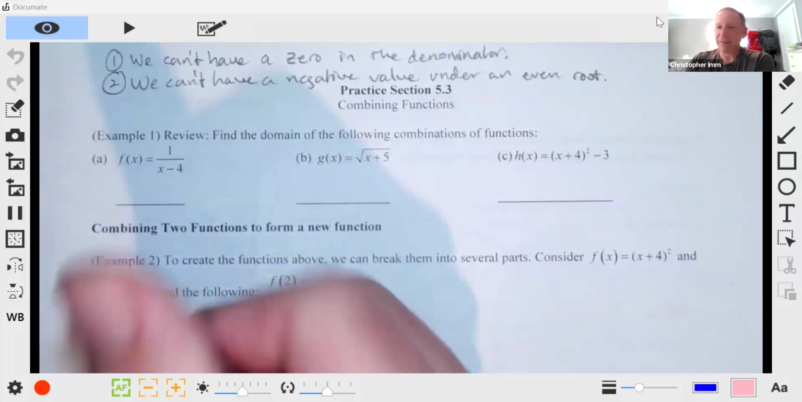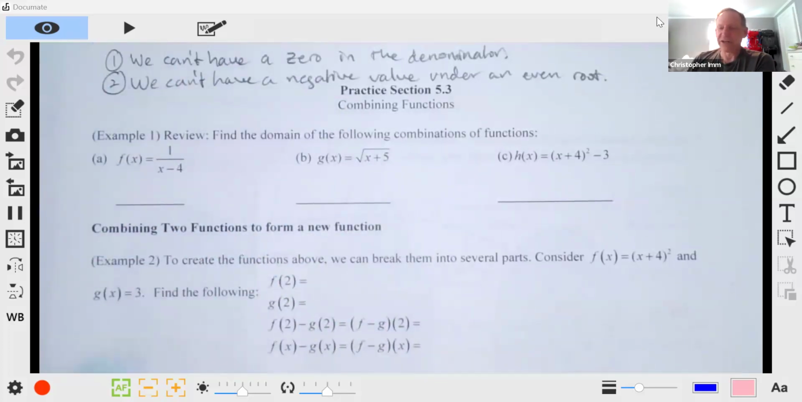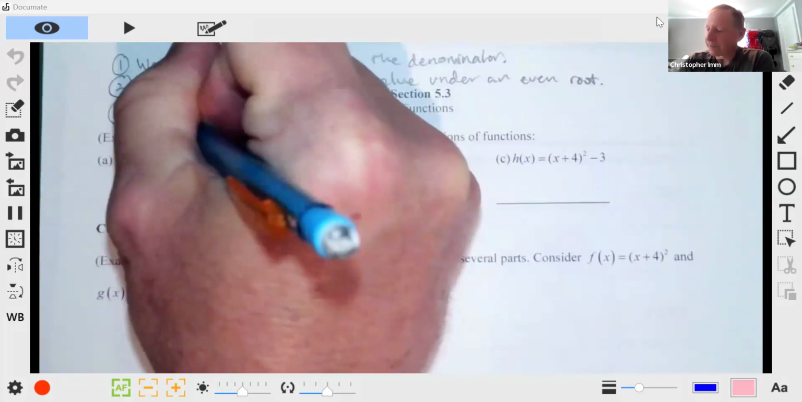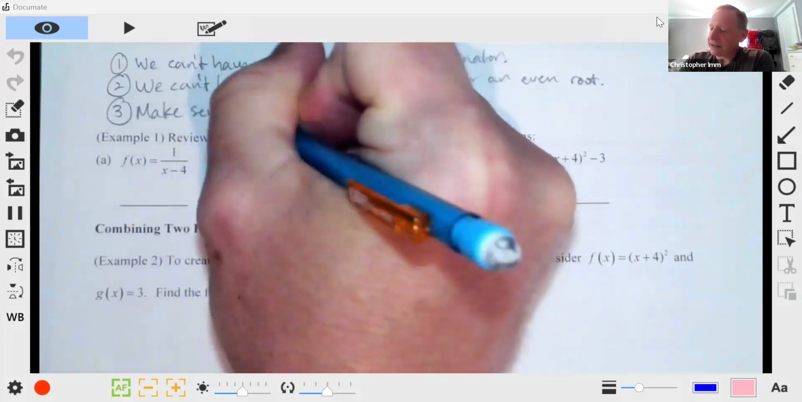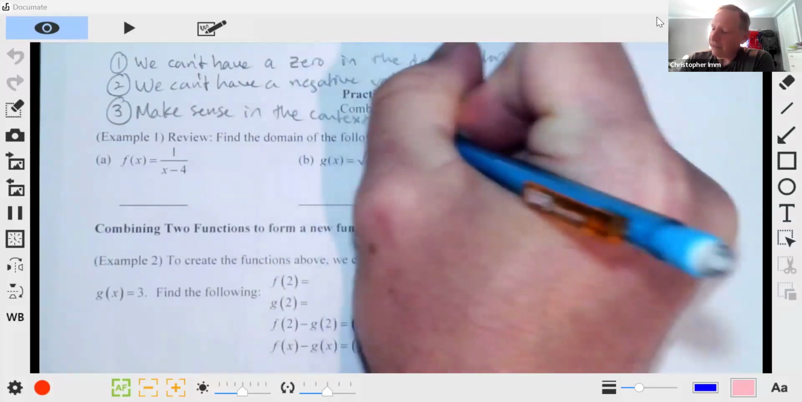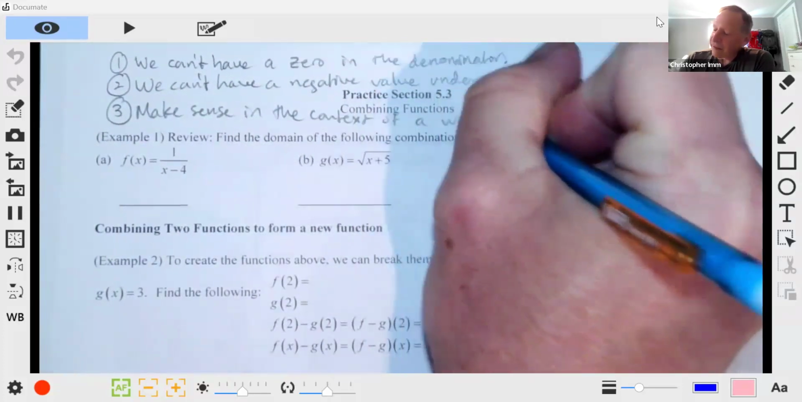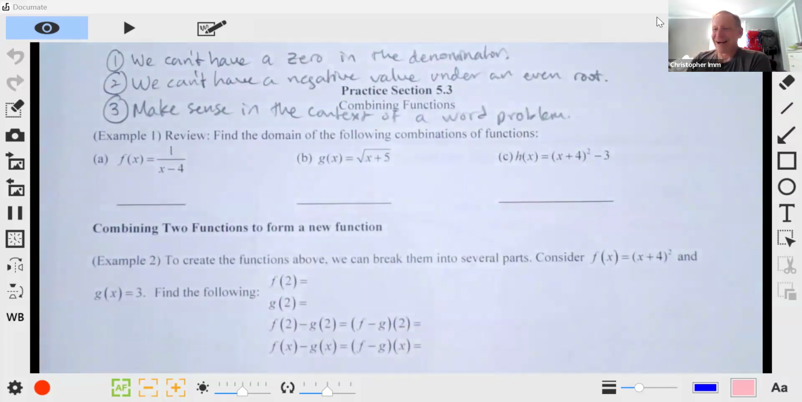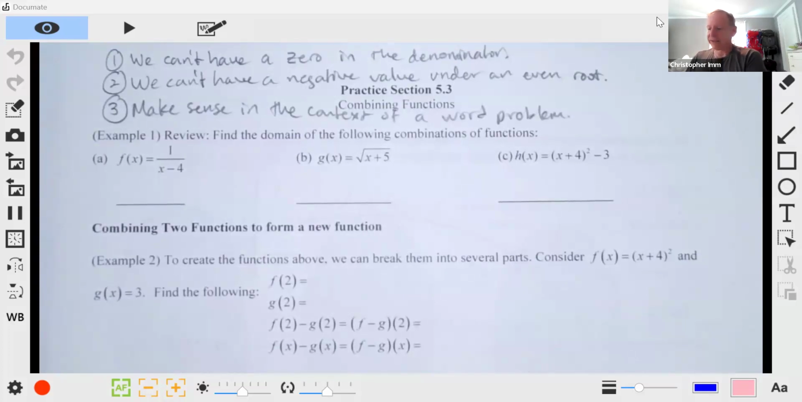Finally, and we'll have some more restrictions later, it has to make sense in the context of a word problem. So if we are working through a problem that says, let's find the time it takes to make so many units of something, and we get a negative time, that's just not going to work. So we'll have to weed that out.